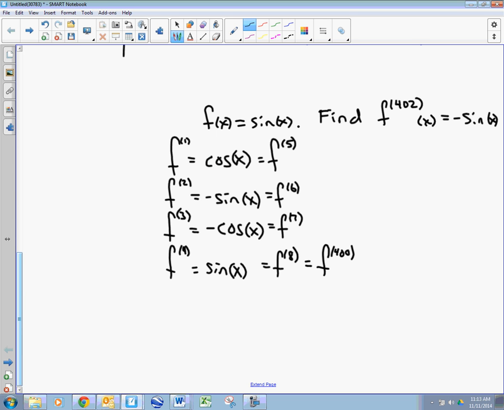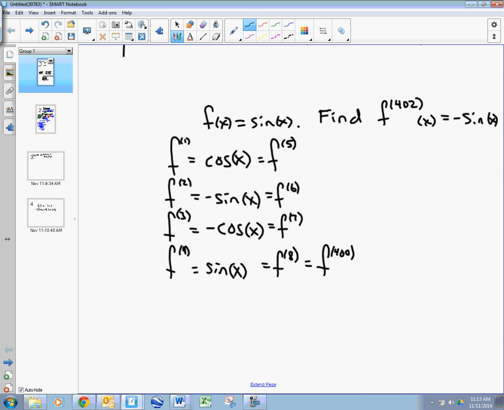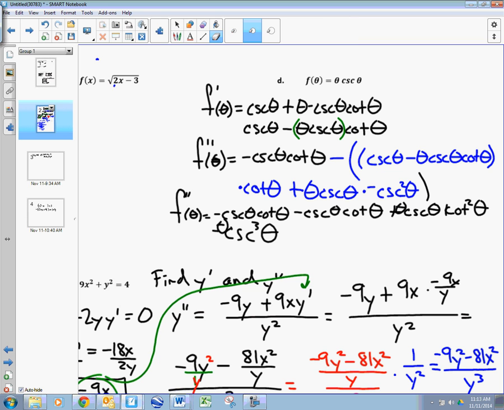Not too bad, huh? Well, I mean, yeah, if I said find the 402nd derivative of x times sine of x, then that would be more difficult. So there's a pattern. Okay, we flip it over.